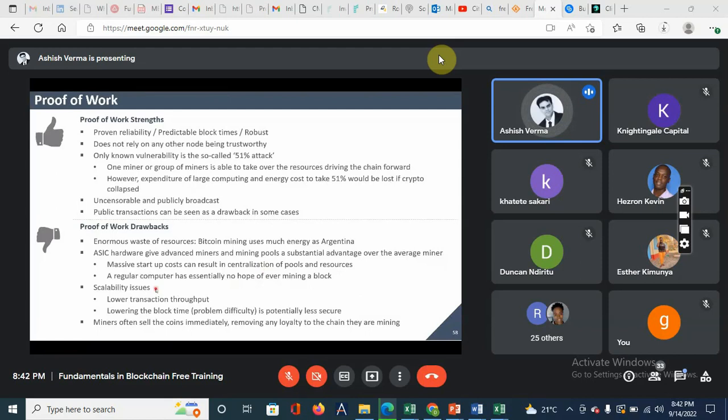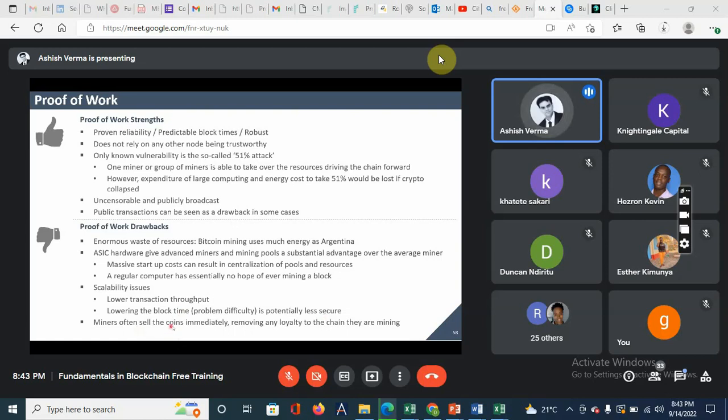There are scalability issues and lower transaction throughput. We saw yesterday that the transaction throughput of Bitcoin is 7 transactions per second, and Bitcoin's block time is around 10 minutes, which makes the throughput very low. Lowering the block time and problem difficulty is potentially less secure. Bitcoin uses 10 minutes, but if we make that 1 second, it becomes highly vulnerable. Somebody could quickly change the blockchain if they have 51% of the power.